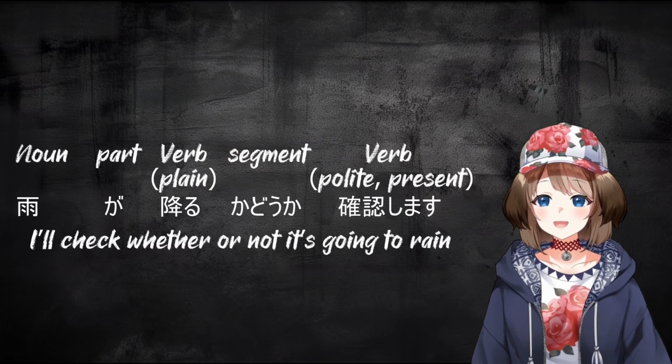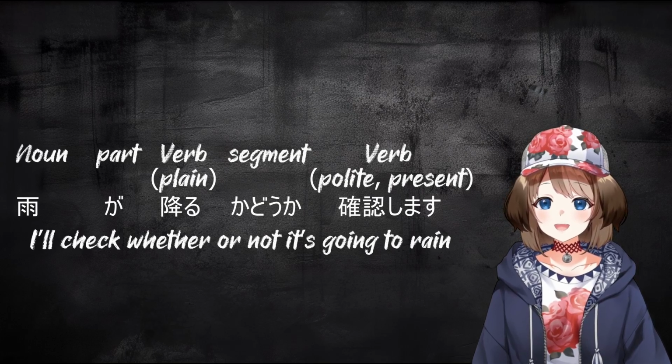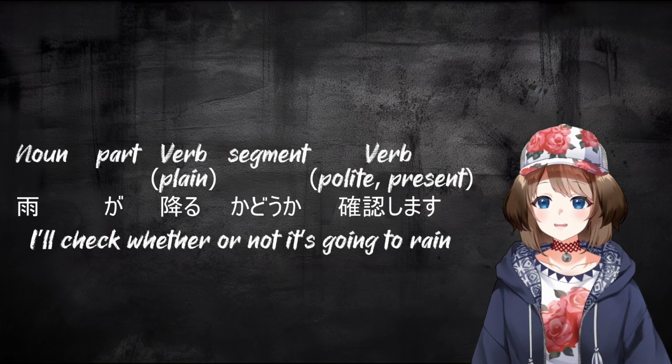So what we have here is the noun ame. That means rain. And then we have the subject marker ga, and then we have furu. Furu is a verb that means to fall, and it's often used with things like rain or snow.